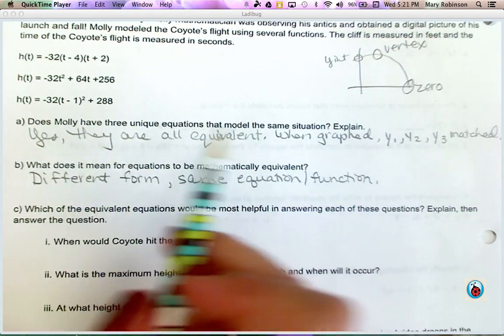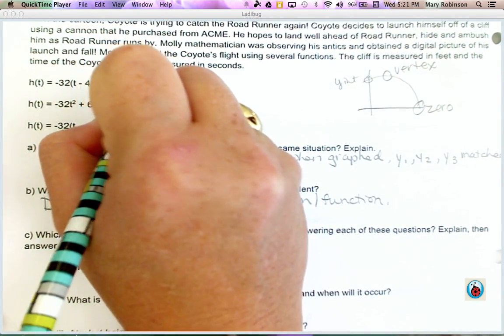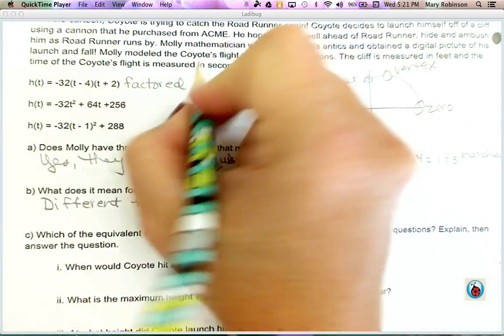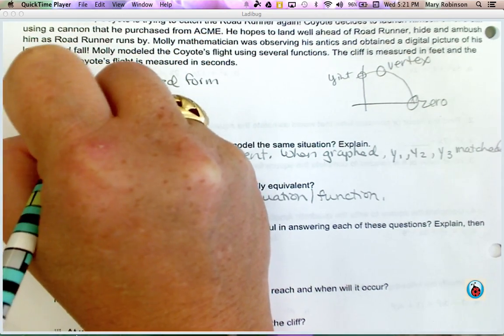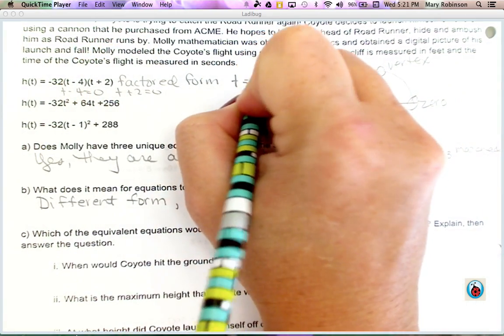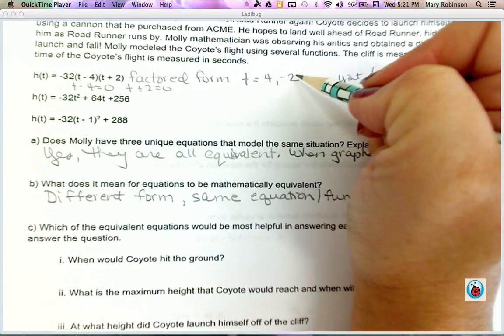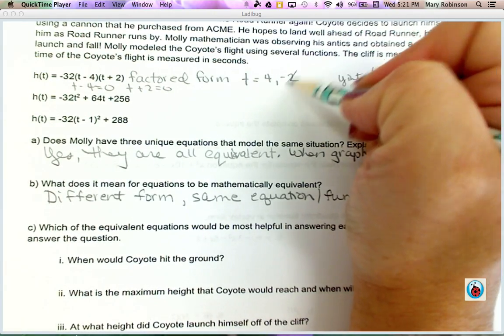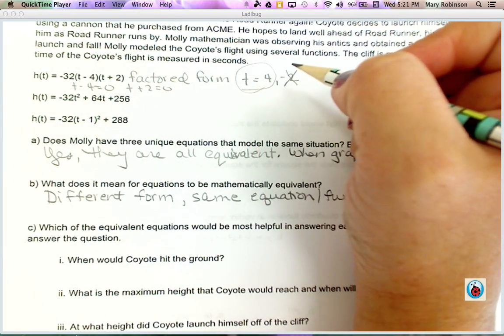So let's think back to what we already remember about these forms. We know that this form here is what we call factored form, and that if we wanted to find the zeros, we set each factor equal to 0 and solve. So that means time equals +4 and -2. But if you think about it, can time really equal -2 seconds? It can't. So the only one that's going to be relevant is 4 here.